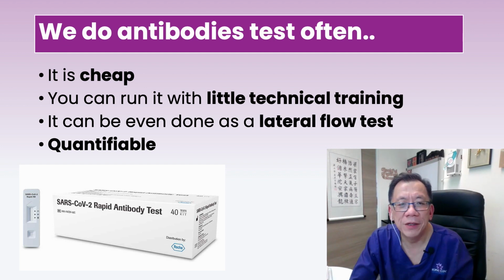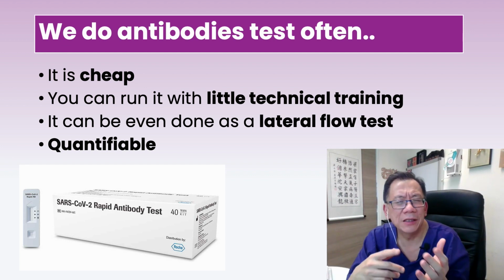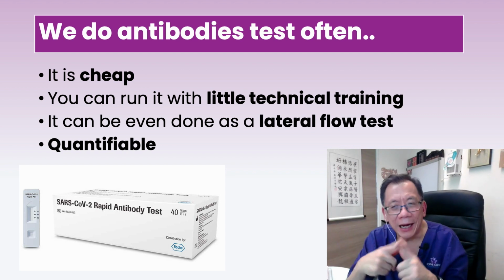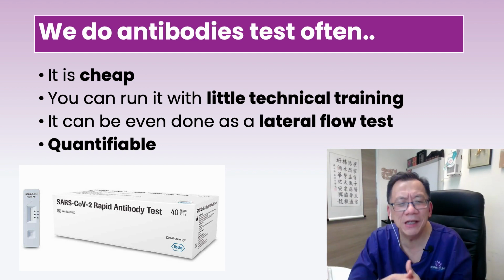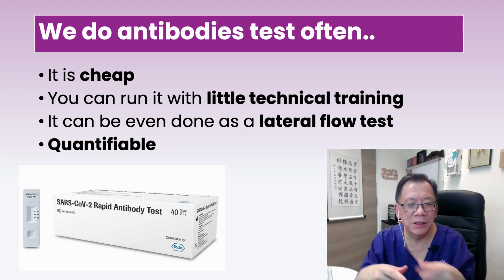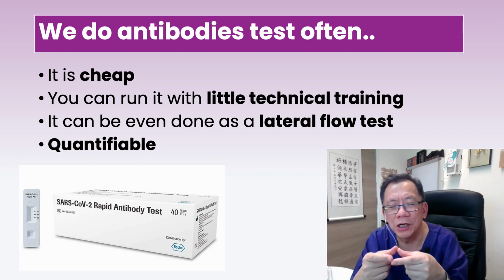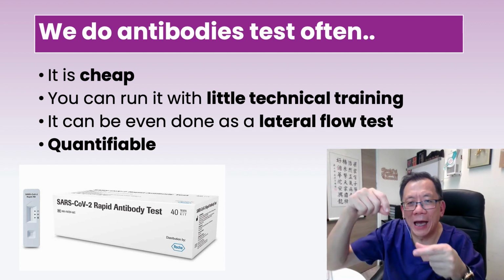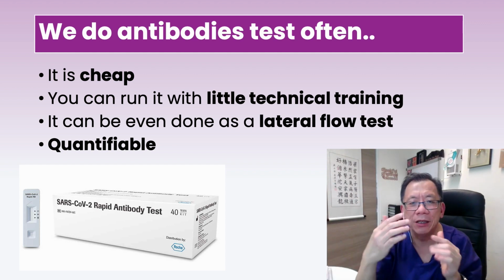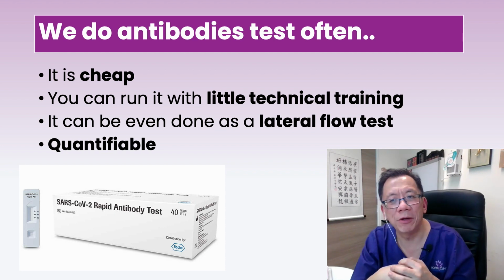All of us are familiar with this antibody test, and it is really cheap. We like it. It's very easy to do. Anyone can be trained to do it. Really, really simple. In fact, the test which you have down there in the picture is what we call a lateral flow test. You drop one drop of blood at the well and then allow it to run, and immediately you have your antibody test result.